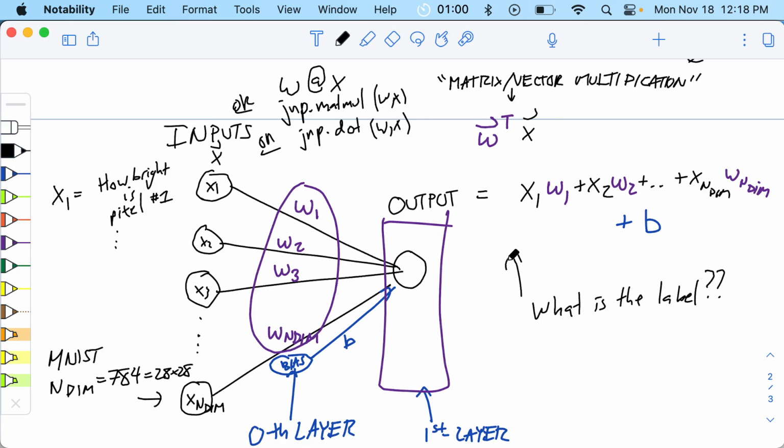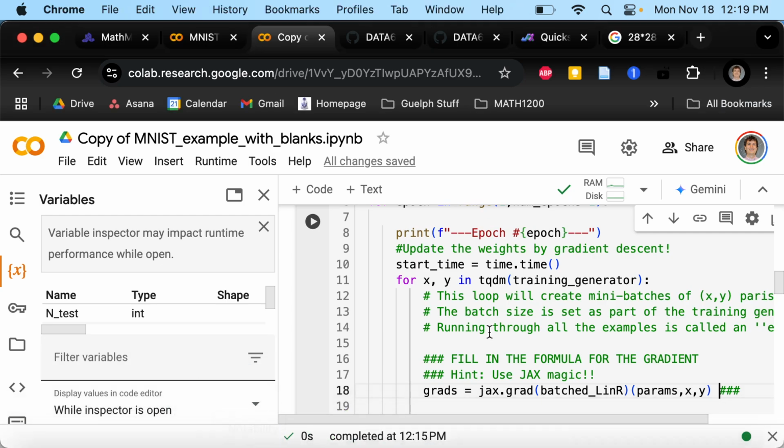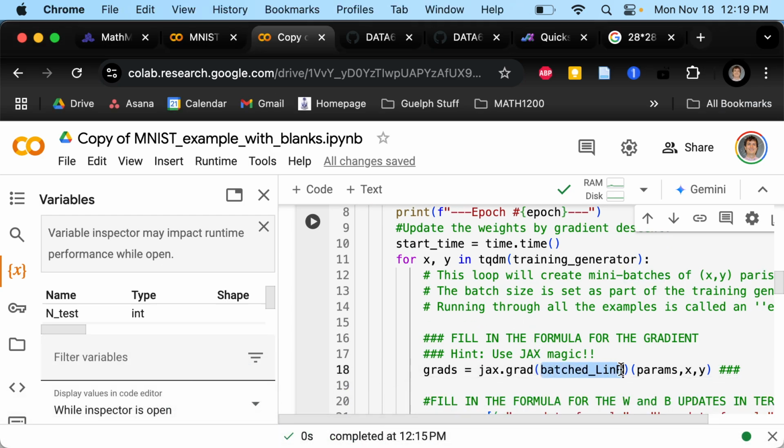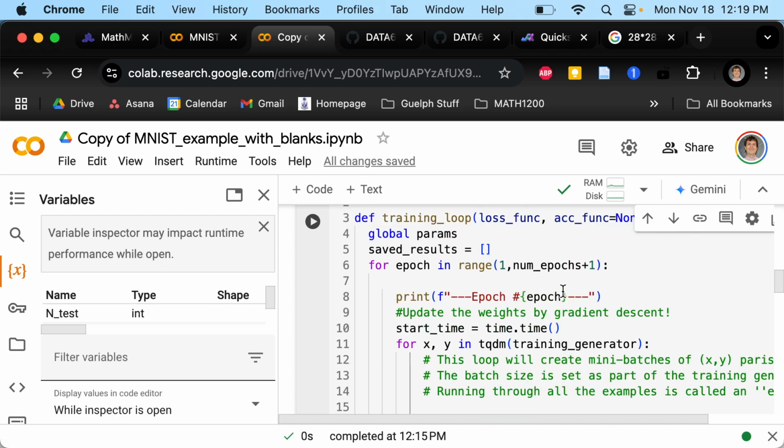We want the error to be small, right? If the true answer is 4, we don't want to make this negative 100. We want to make it 4. We want to minimize the difference between the output and the true thing. That was what was in our loss function. So the thing you've got to do here is not the gradient of the function, but the gradient of the loss function. And in fact, we already did, that's why we did the loss function, right?